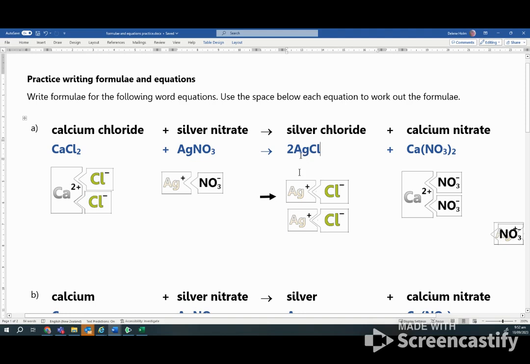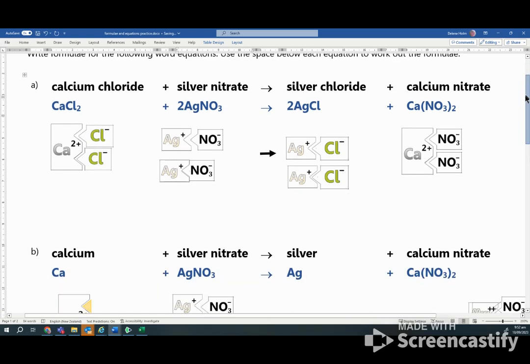And now, because I've got two silvers, you'll notice I need two silver ions on the left as well. So when I say left, I mean left of the arrow. And so I also need two nitrate ions because I have two nitrate ions there. So in order to balance, I put a 2 in front there. And the 2 means I've got two silver ions and I have two nitrate ions. So hopefully that makes it easier to show how to balance equations.